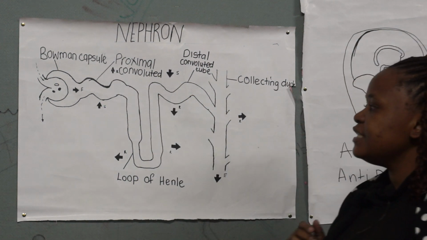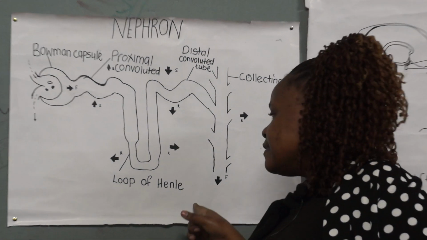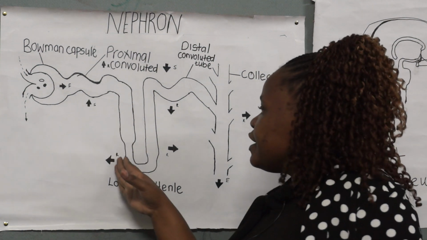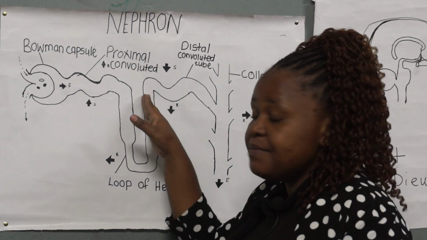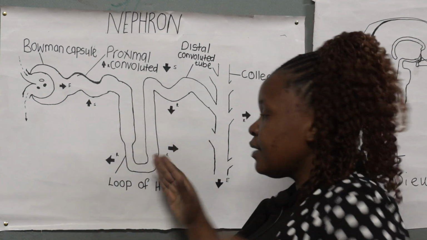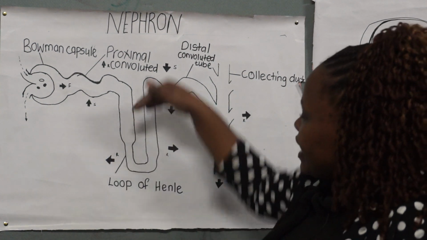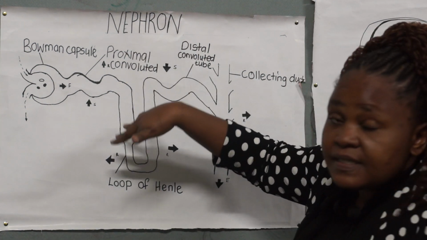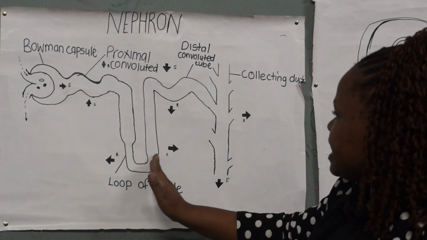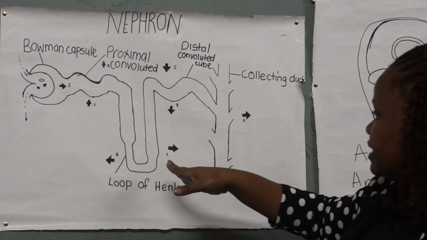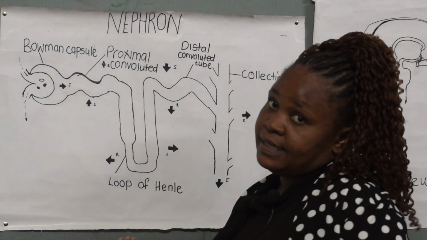As you can see, this U part is called the loop of Henle. In the loop of Henle, we have got this descending limb and the ascending limb. Descending means it's going down, ascending is going up. So the filtrate is going to move there, and in the descending limb, there is reabsorption of water, and in the ascending limb, there is reabsorption of minerals like sodium and chloride, right?